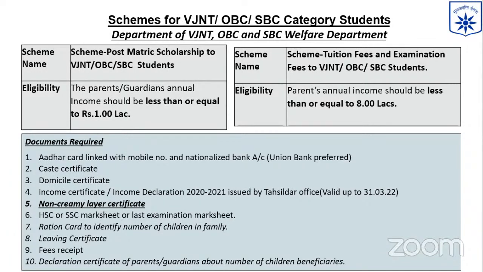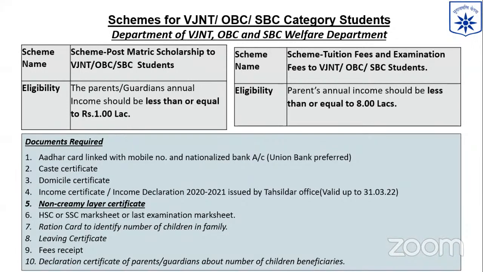Here, the income criteria is that if your parents' annual income, or yearly income, is less than or equal to rupees 1 lakh, you can apply for the scholarship scheme. But if your parents' annual income, yearly income, is more than rupees 1 lakh, but it is up to rupees 8 lakhs, then you can apply for the Freeship scheme. Okay, so that is the income criteria related to VJNTI, OBC and SBC category students.